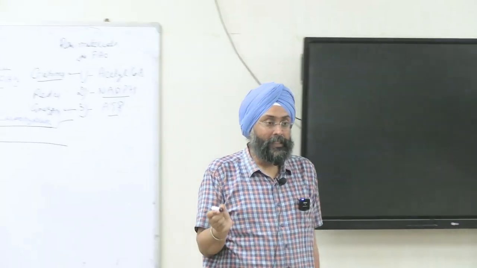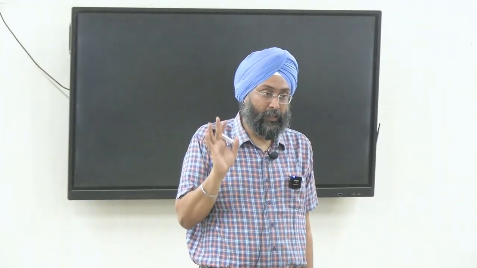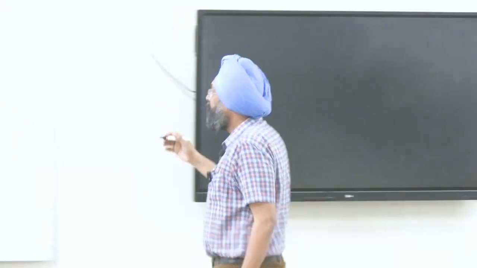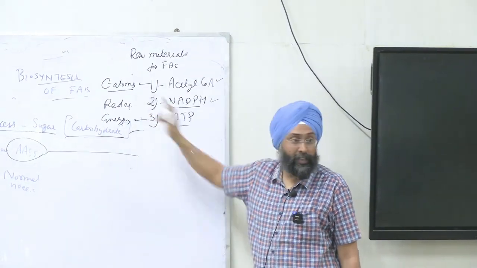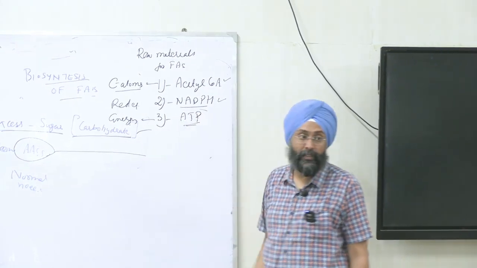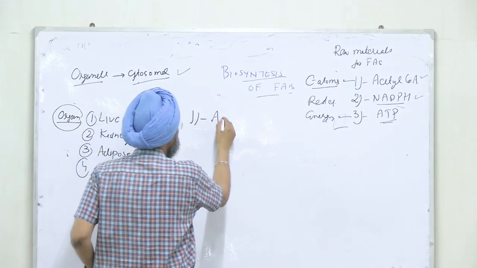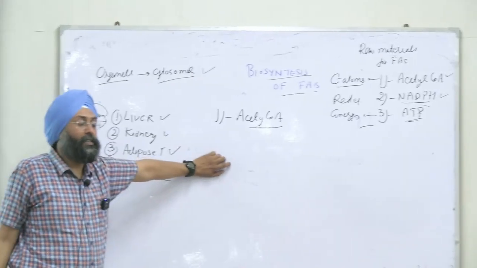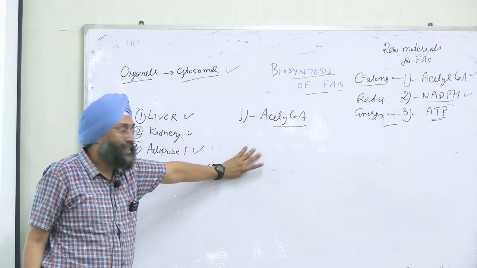So fatty acid synthesis organs are liver, kidney, adipose tissue, and lactating mammary gland. The fraction of the cell is the cytosolic fraction, right? And three raw materials are required. What is that? First is acetyl CoA. It will provide carbon atoms. NADPH will provide reducing equivalents, and ATP will provide energy, right? First source is acetyl CoA. Now it will come from which part? Anybody who wants to add the sources of acetyl CoA?